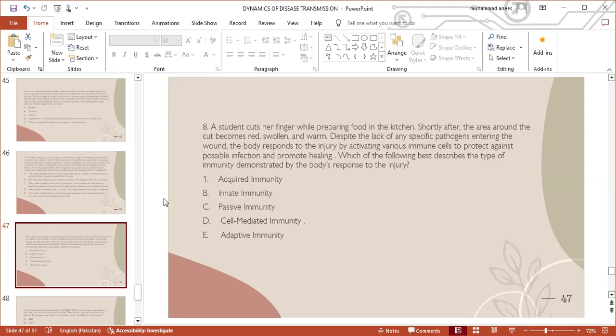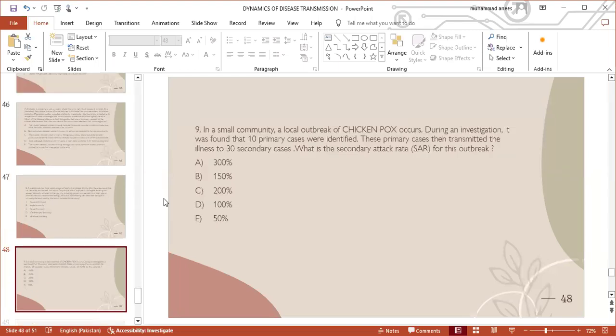A. Acquired immunity. B. Innate immunity. C. Passive immunity. D. Cell-mediated immunity. And E. Adaptive immunity. B. Yes, B. Innate immunity is the answer.